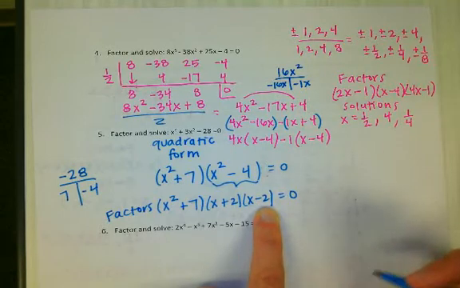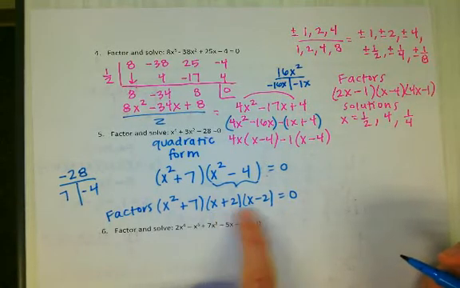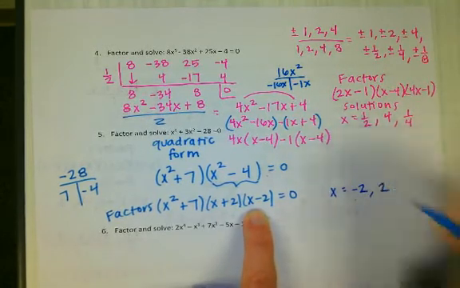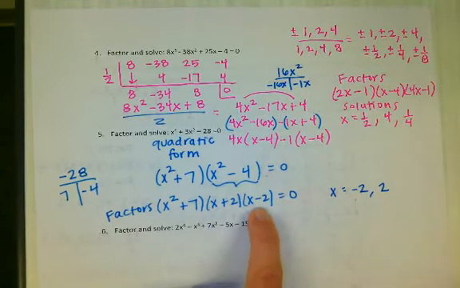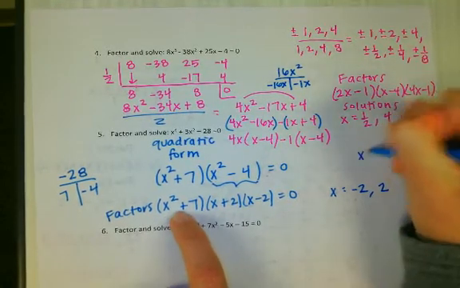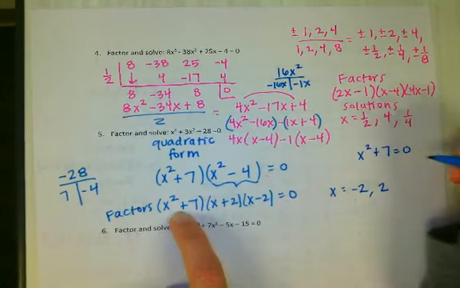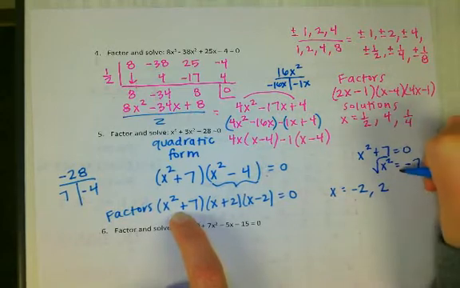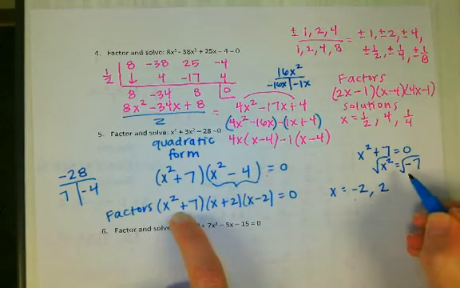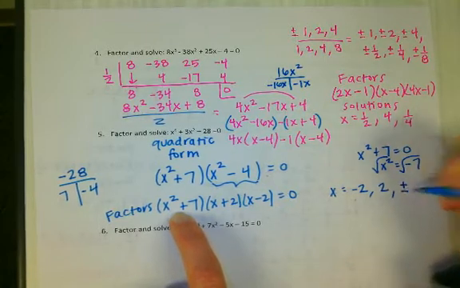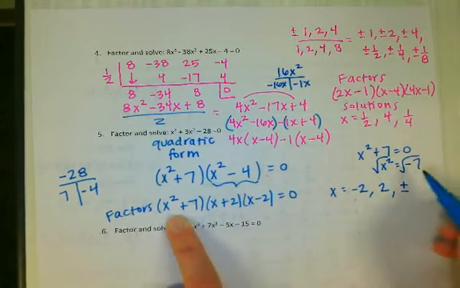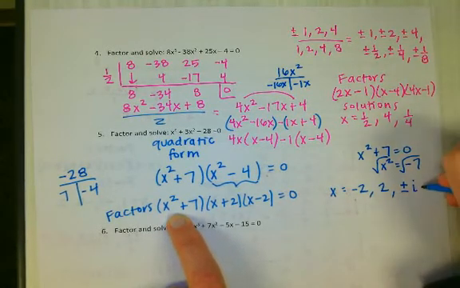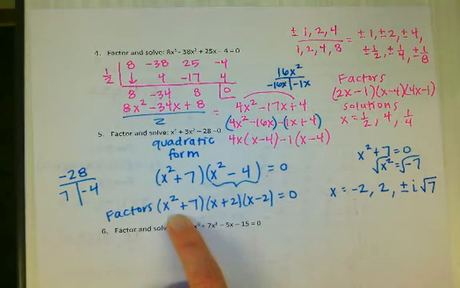But since it wants me to actually solve, 2 of them are real solutions, negative 2 and positive 2, from setting each factor equal to 0. But when I set x squared plus 7 equal to 0, subtract 7, I have another imaginary solution. So you're going to show me that you got positive and negative when we take the square root of both sides of an equation. Show me it's imaginary by putting i square roots of 7.